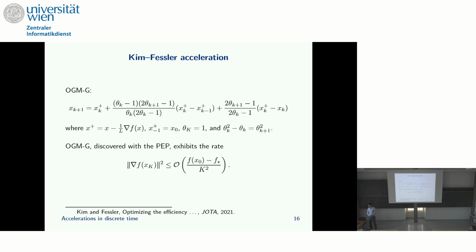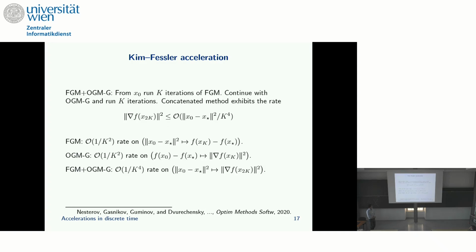But I said 1/k² is the lower bound, and here we have k³. So what's going on? The way we obtain the optimal k⁴ is through what I call the concatenation technique, which Nesterov et al. pointed out. So here's what we do. Here's the algorithm: FGM plus OGMG, Nesterov's FGM and OGMG concatenated.